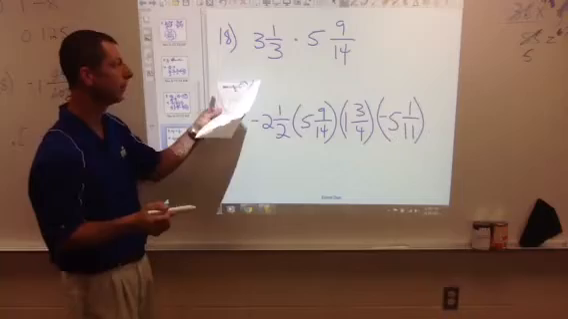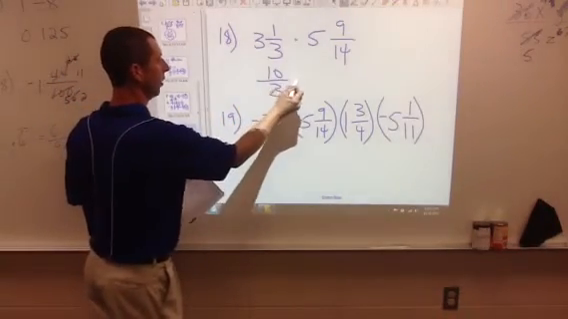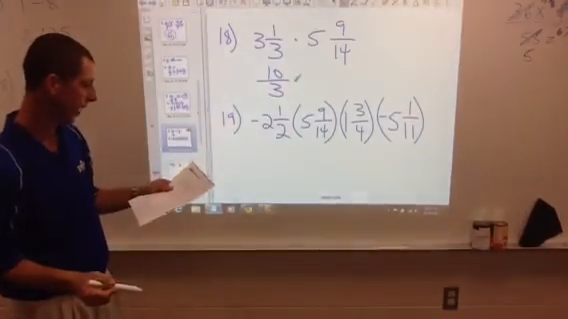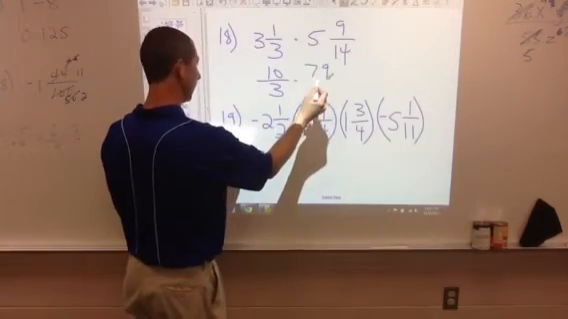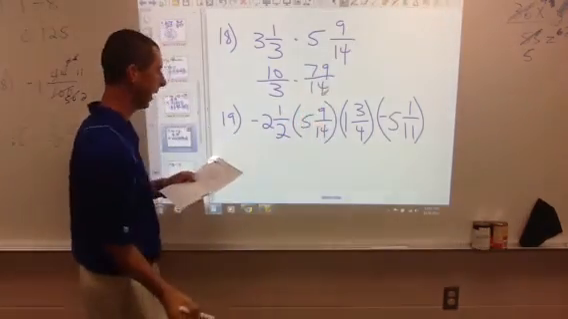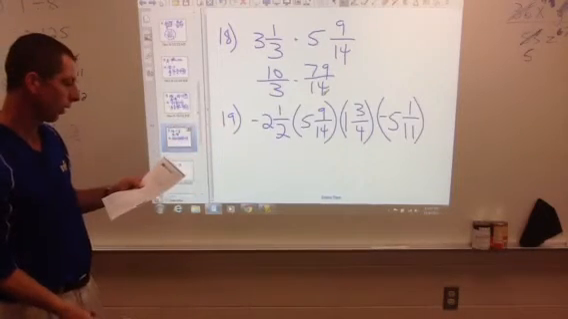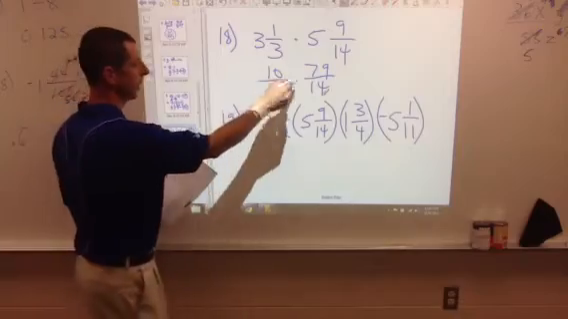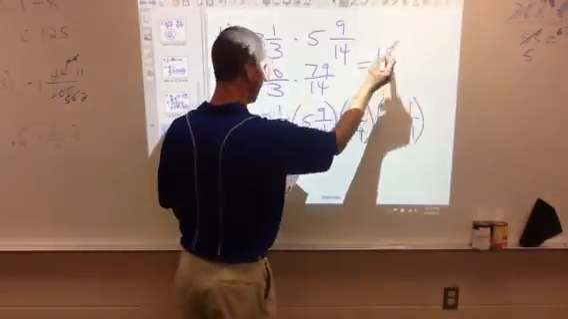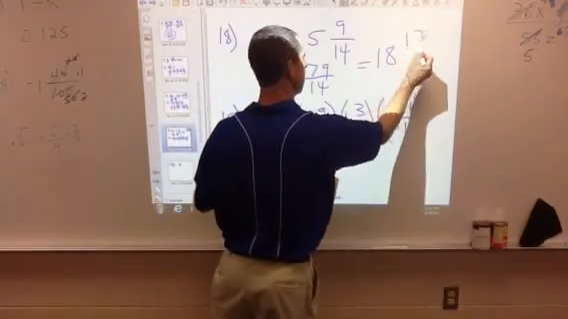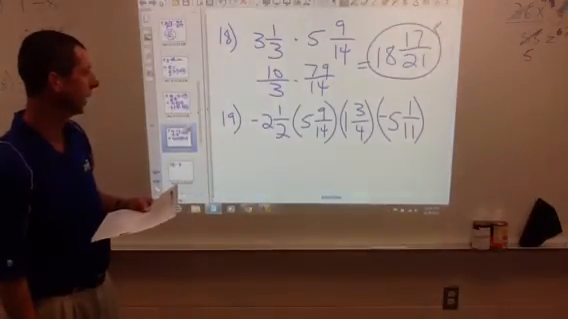Okay, number 18, similar type to the ones that we did. Okay, you got to go 10 thirds. Okay, times 14 times 5 plus 9, that's going to be 79. Okay, so 79 14ths. Okay, some reducing within here. Use your calculator if you have to on this to help you with your reducing steps. You should end up on this problem getting 18 and 17 over 21 for your answer for number 18.